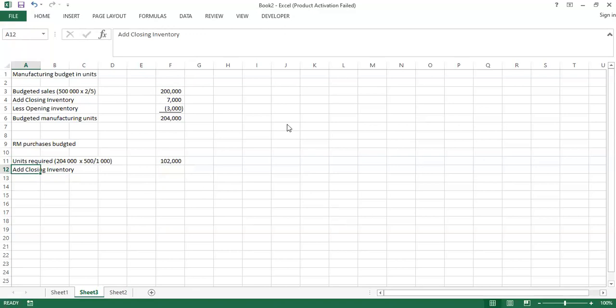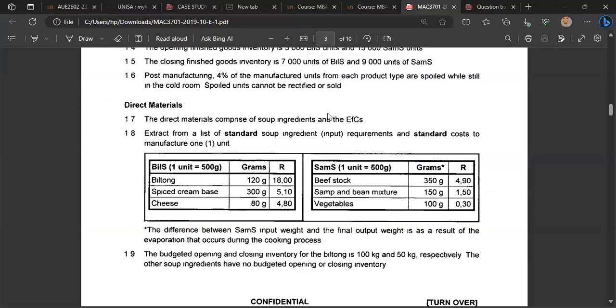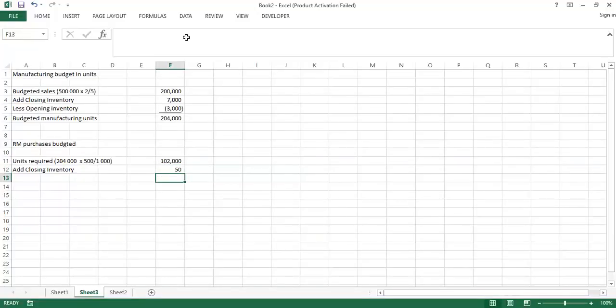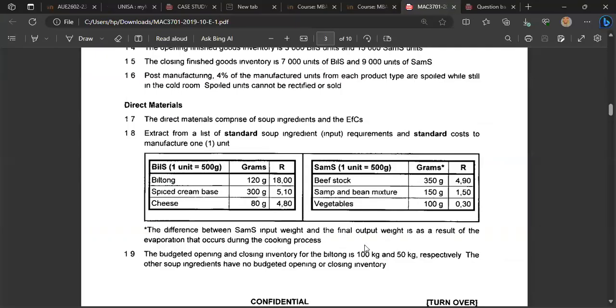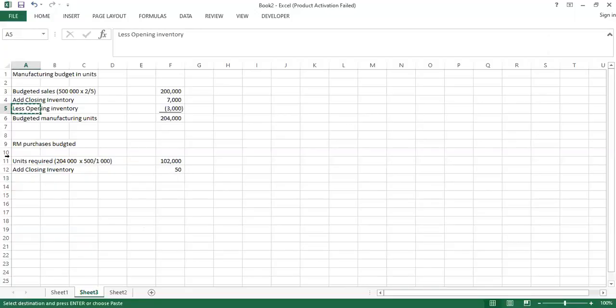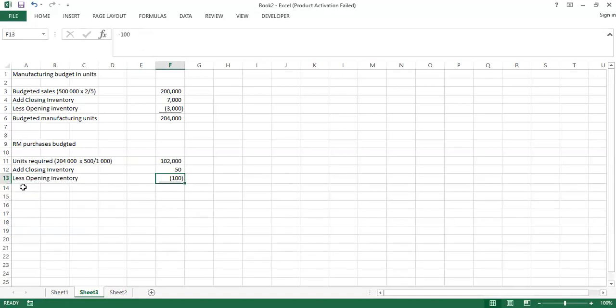Okay. All right. And then the closing inventory is 50, and then the opening is 100. So we are going to need a closing inventory of 50 kgs. And then the opening there is going to be 100 kgs. So the closing is 50, and then the opening is 100. So we're going to take that as it is there, but we want that negative, negative 100. Units, or you can say kgs to be purchased.